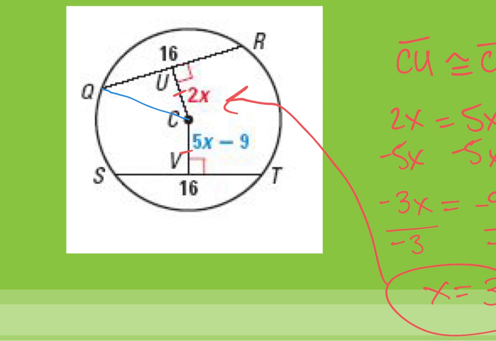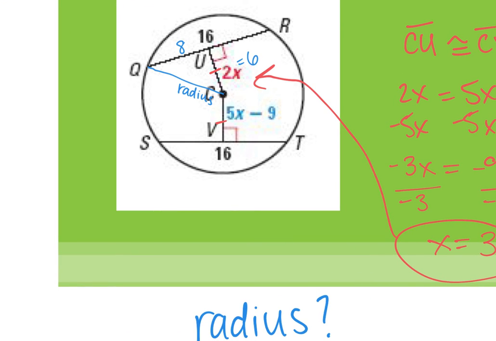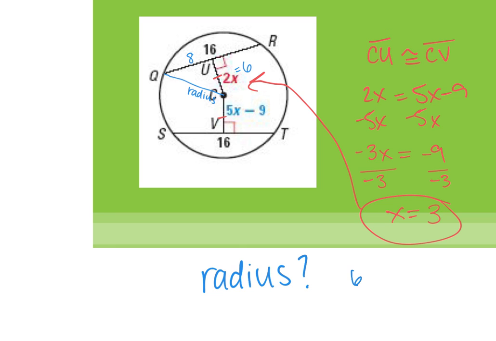You have two sides of what? A triangle. Because CU is what? What's the distance here? 6, right? But do we know what QU is? It's 8, because it's divided in half, right? So how could we figure out the radius? We use the Pythagorean theorem. We know two sides of a right triangle, so we're going to say 6 squared plus 8 squared equals our radius squared.